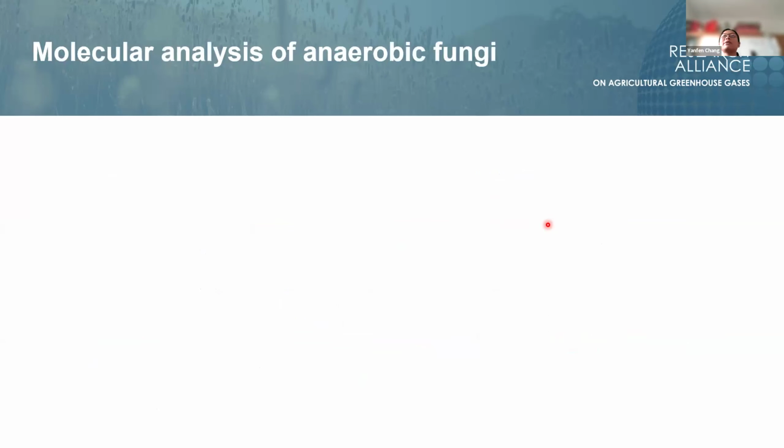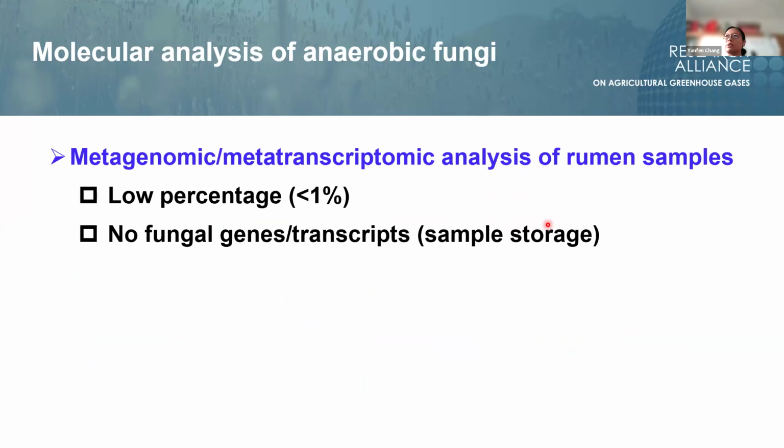So that's the main introduction of anaerobic fungi. And we know that over the last 10 years, with the development of high-throughput sequencing techniques, there are many, many papers and data with those sequencing. And we have many metagenomic or metatranscriptomic data on rumen samples or feces samples. However, we can say that there is a very, very low percentage of fungal genome in this data. And in some cases, there are even no fungal genes in those data.